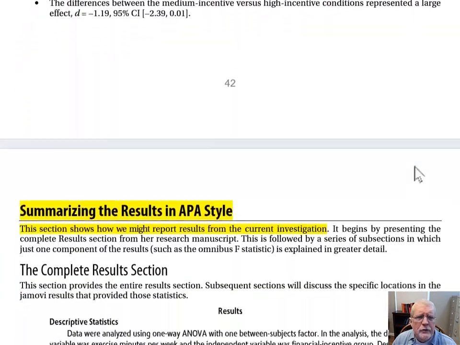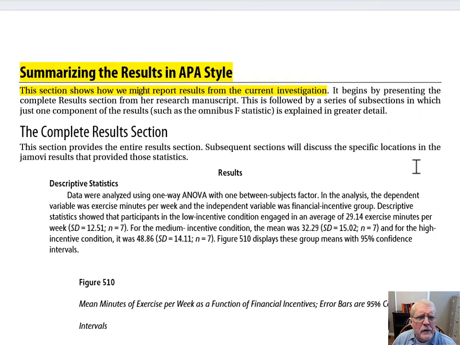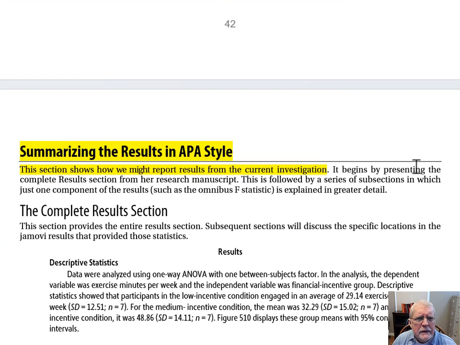I continue to page 43. Top of page 43. We have now gone over all the results, but we're not done. We still need to write this up in correct style according to the Publication Manual of the American Psychological Association. So that's what we cover in this section, top of page 43. Summarizing results in APA style.